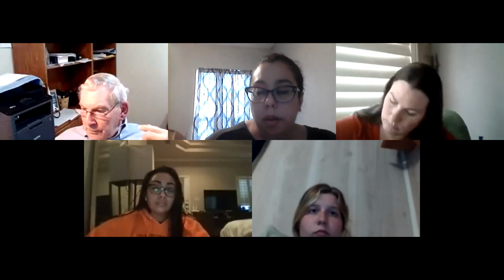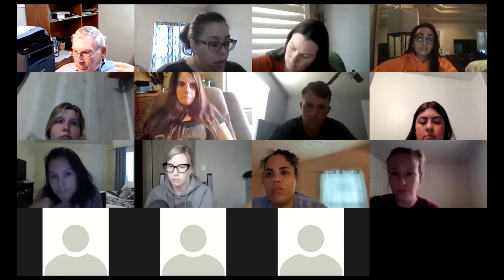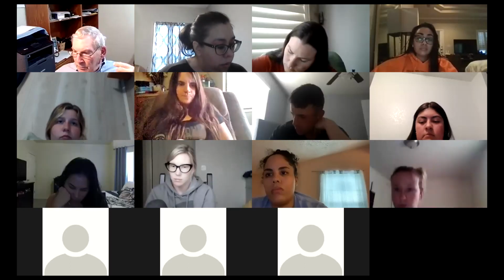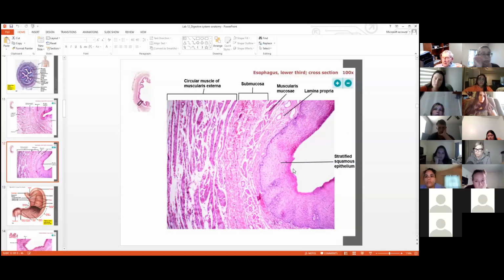So let's get back to that digestive system PowerPoint. So this just doesn't look like any of the other linings. Look at sort of the submucosal level here. Now look at the thickness. Look how many cell layers there are to this stratified tissue.